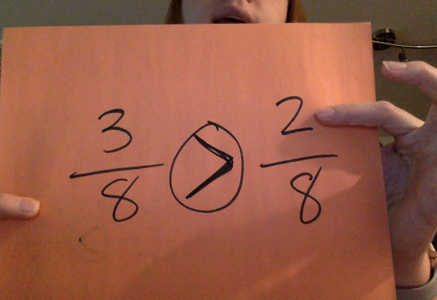3 and 2. Which one's bigger? We know 3 is bigger than 2. So our alligator mouth is going to be open real wide to that 3/8. Okay? All right. Last one.